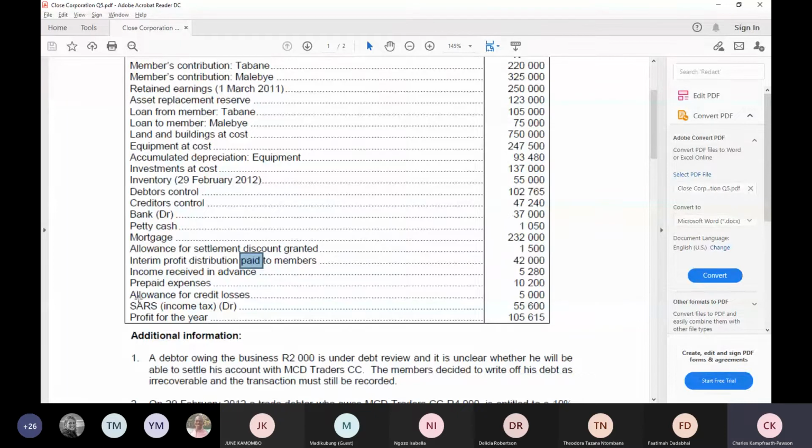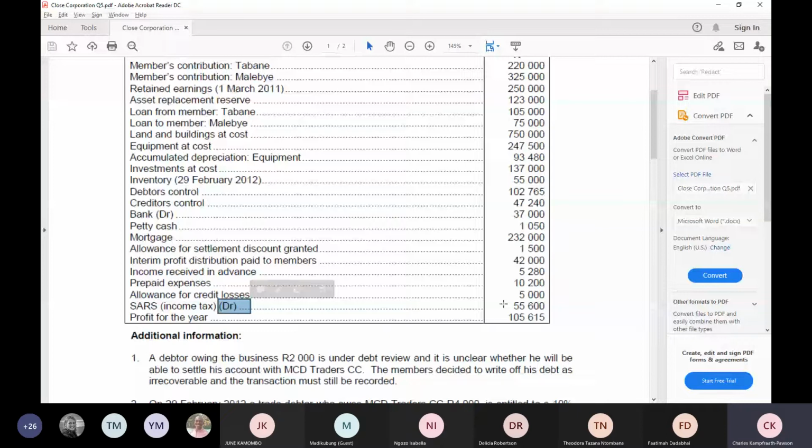SARS income tax, debit, that is what we've paid. If the income tax amount that we must pay, as we receive it from SARS, is more than what we've paid, then we must create a current liability. And here they give us the profit for the year that we will use in the calculation of our retained earnings, together with any other adjustments that might still have to be taken into account.